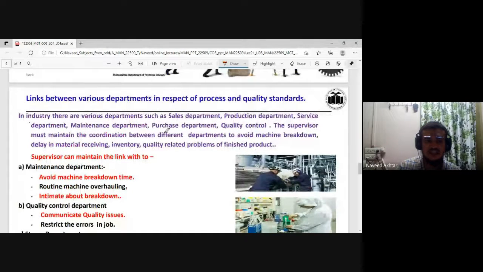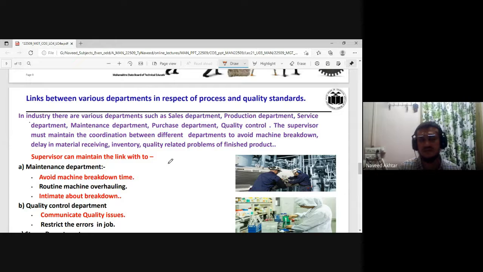Now, the link between the various departments in respect of the process and the quality standard. In industry, there are various departments such as sales department, production department, service department, maintenance department, purchase department, quality control department. So different departments are there. The supervisor must maintain coordination between different departments to avoid machine breakdown, delay in material receiving, inventory, quality related problems, finished goods. All this he has to manage at the supervisory level.